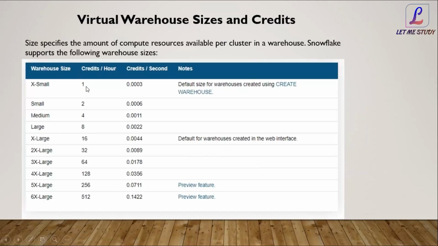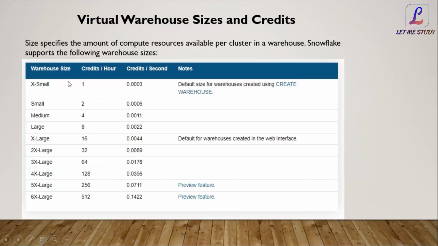Whenever you see this X-Small size, this is like your cluster, and your cluster will have one server. When you come to Small, your cluster will have two servers. So the number of credits also reflects the number of servers in your cluster. If you create a warehouse of size Large, your cluster will have 8 servers, or 8 virtual machines, in it.